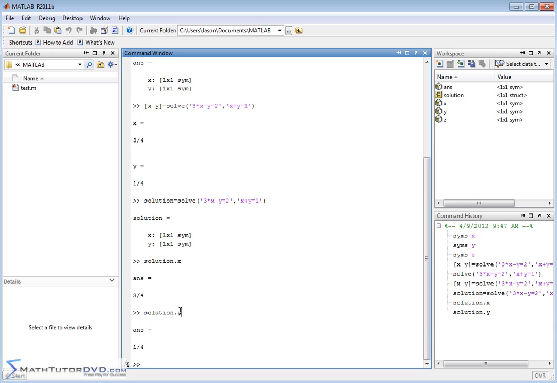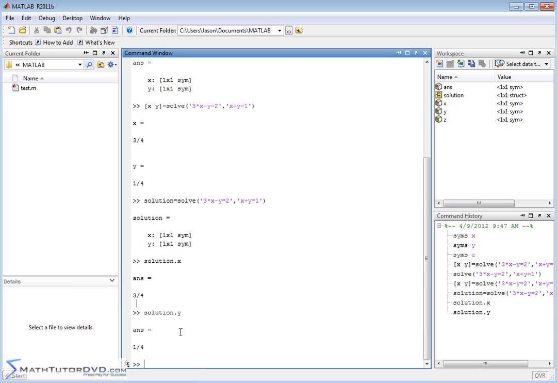And this gets a little bit into the programming language aspects. It puts it into a structure. That's why solution is labeled as a structure over here. And to get inside the contents of the structure, you put the name of the structure, then a period, and then one of the variables that's inside of it, and then the name of the structure with a period and the other variable that's inside of it.